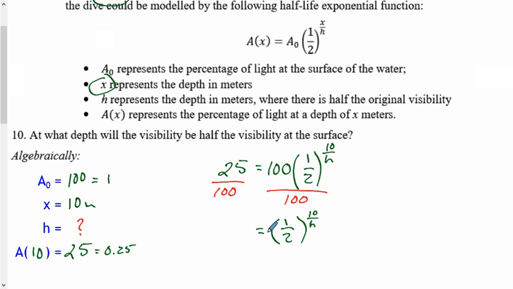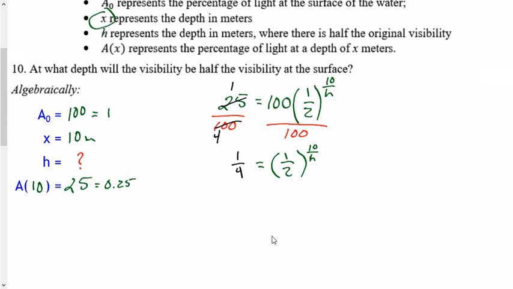On the left side, I could write this as a decimal, but I don't want to because this base isn't a decimal. So instead, I'm going to say, well, 25 goes into 25 one time. 25 goes into 25 once, into 100 4 times. So this is equal to a 1/4. And we can fairly quickly recognize that I can rewrite that 4 as a power base 2. So this is the same as 1 over 2 squared, equaling 1/2 to the exponent 10 over h.